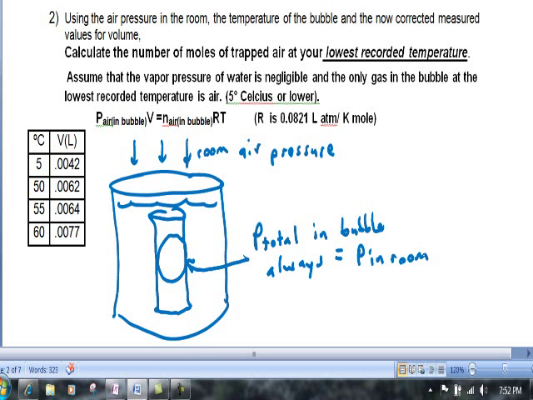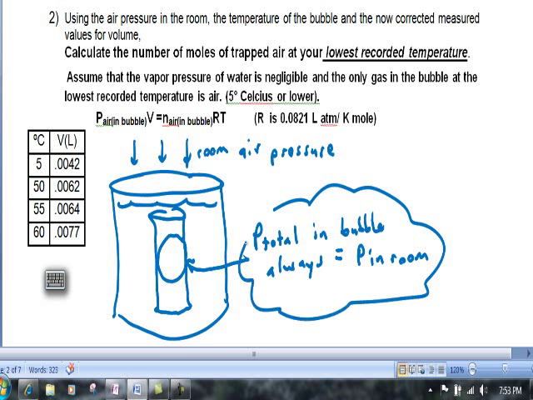A key concept here is because the bubble is flexible, meaning that it has a volume that can change, the bubble pressure will always be equal to whatever the pressure in the room is that's pushing down on top of the water in the beaker. The pressure in the room will push on the water, pushes on the bubble, and the bubble will adjust its volume so that the pressure in the bubble is always the same as the pressure in the room.